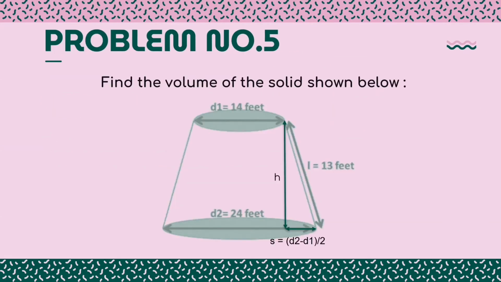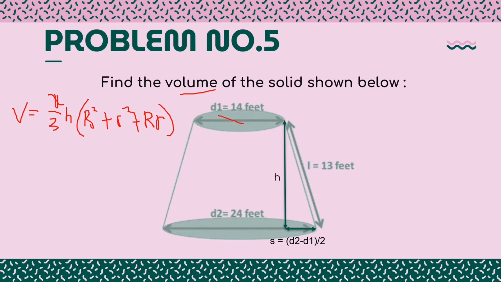Problem number 5. Find the volume of the solid. This figure is what we call the frustum of a cone. The formula for the volume of the frustum of a cone is pi over 3 times the height, multiplied by the sum of the big radius squared, the small radius squared, and the product of the big and small radii.